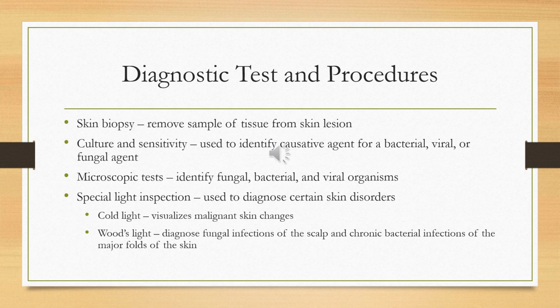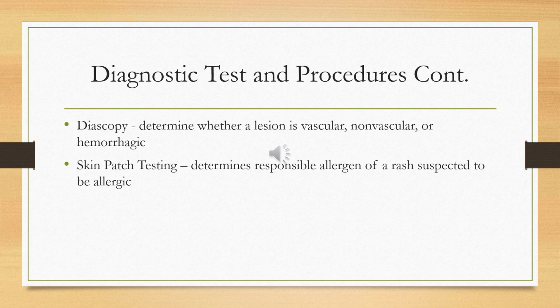You might have microscopic tests to determine if there are any fungal, bacterial, viral organisms, and a special light inspection can be used to diagnose certain skin disorders as well. Other diagnostic tests to determine different skin disorders might be a diascopy, which uses pressure to determine blanchability or changes in skin color to determine if the lesion might be vascular or non-vascular or hemorrhagic.